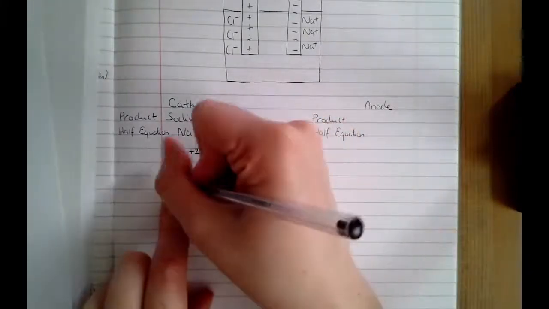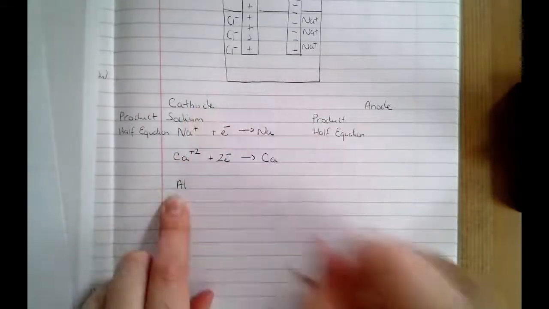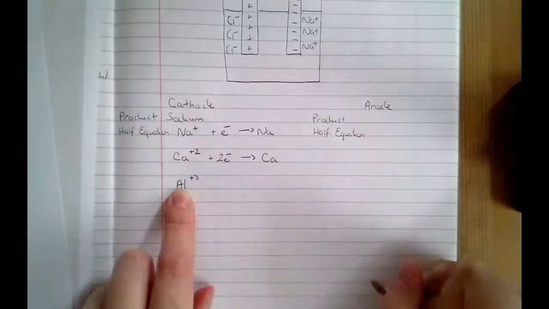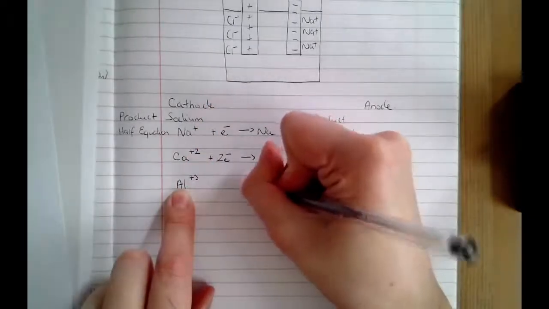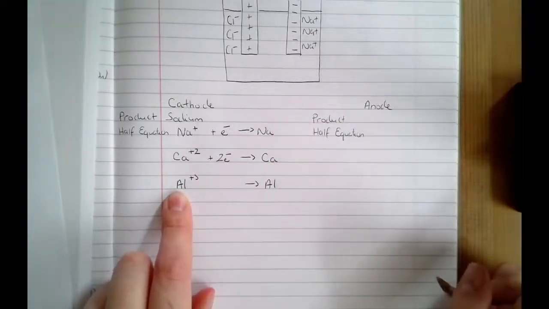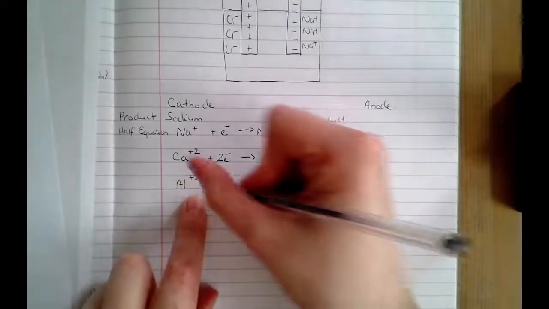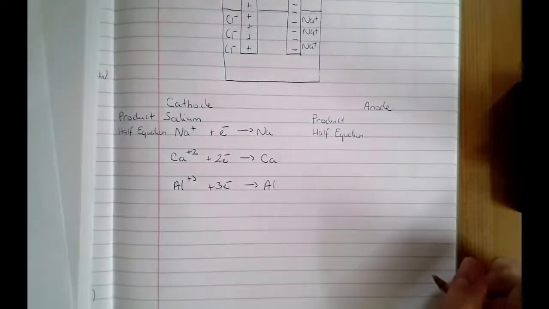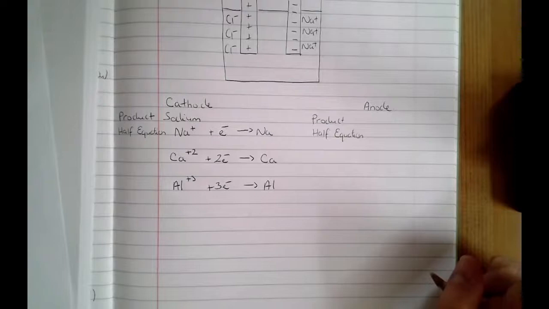If I had aluminium, it's a group 3 metal. It would have a 3+ charge after it's reacted. If I want to take my aluminium ion and get back to aluminium, well, it lost 3 electrons. I need to give it 3 electrons back, and now I'm back to aluminium.